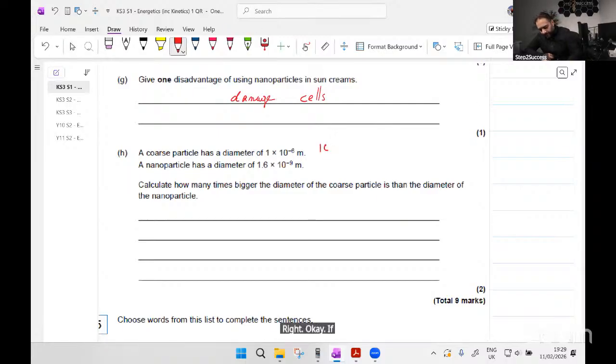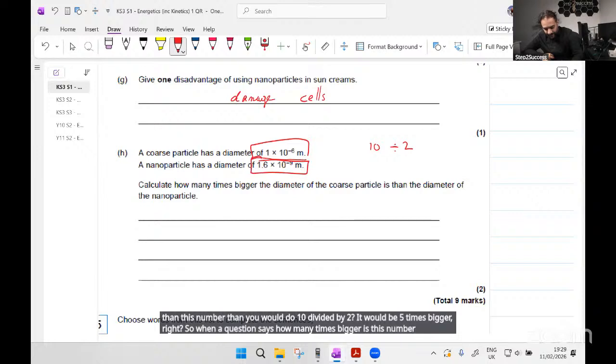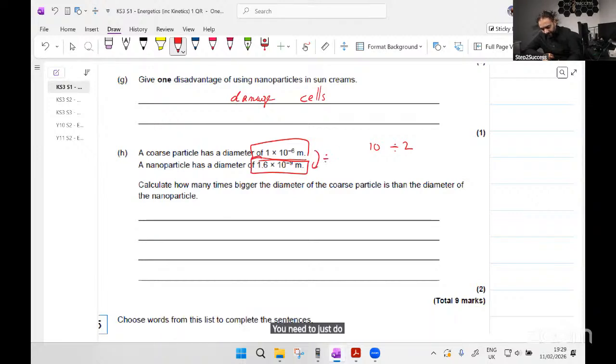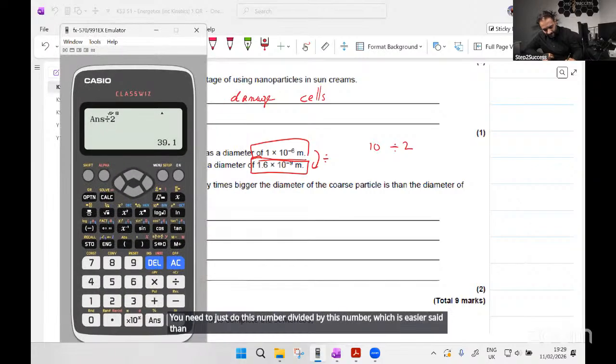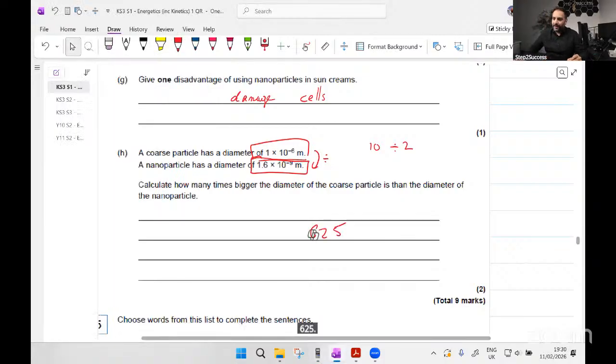If I said to you that this number is 10 and this number is 2, and I said to you, how many times bigger is this number than this number, then you would do 10 divided by 2. It's 5 times bigger, right? So when a question says how many times bigger is this number than this number, you need to just do this number divided by this number, which is easier said than done. But on my calculator, I will do 1 times 10 to the power minus 6. And on the bottom, 1.6 times 10 to the power minus 9. And whatever the calculator says is the answer. 625. 625 times bigger.